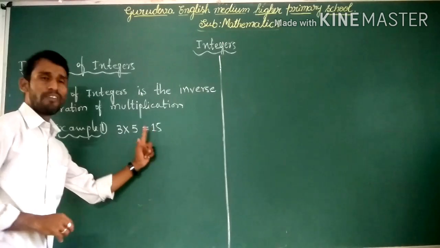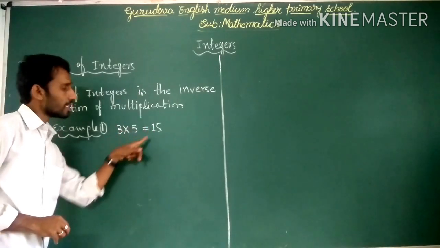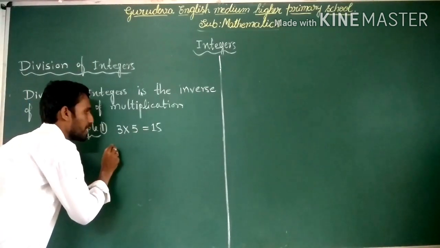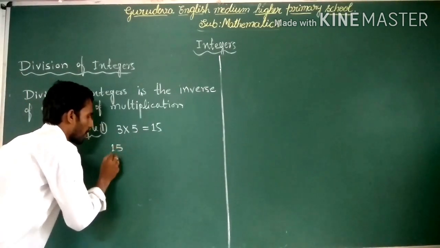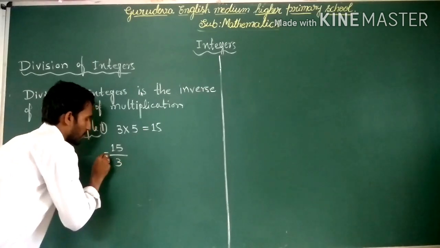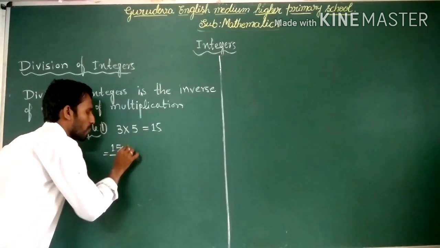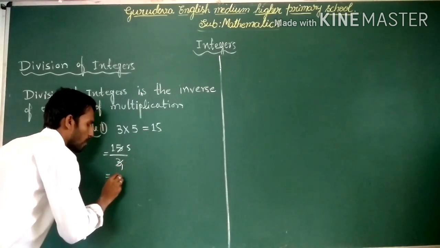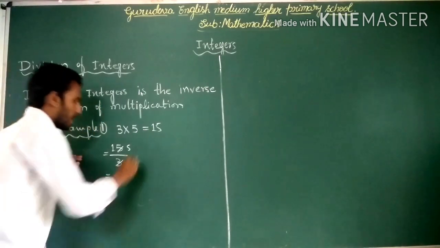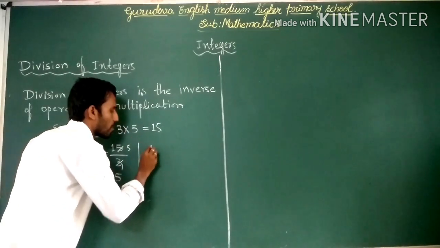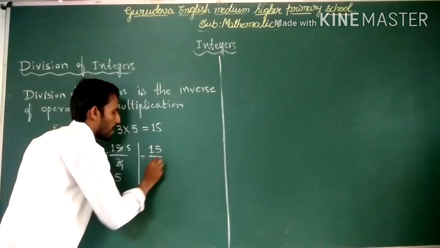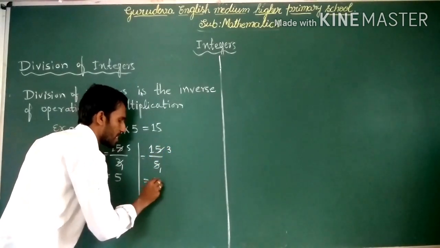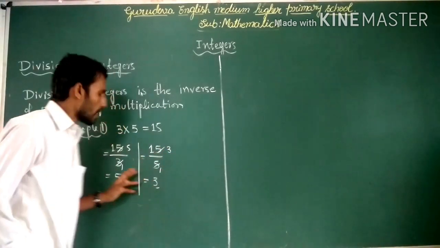Now, you divide 15 by 3 and you divide 15 by 5. First, I am dividing 15 by 3. 3 ones are 3, 5 threes are 15. What is the answer here? 5 is the quotient. Second, I am dividing 15 by 5. 5 ones are 5, 3 fives are 15. The quotient is 3.